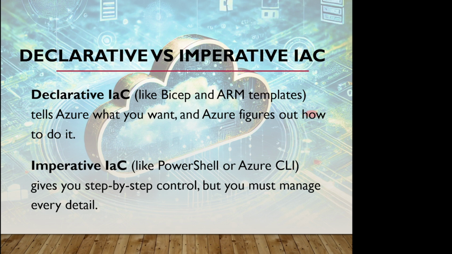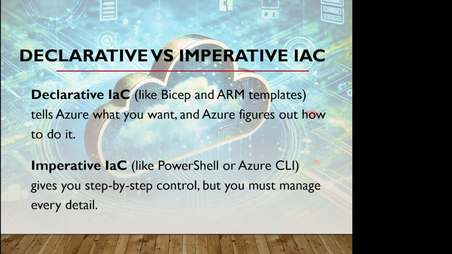There are two types of IaC, declarative and imperative. Declarative IaC is all about focusing on what you as a user want. You simply describe the end result, the desired state of your infrastructure, and the system handles the rest for you. It takes care of every step needed to make it happen.